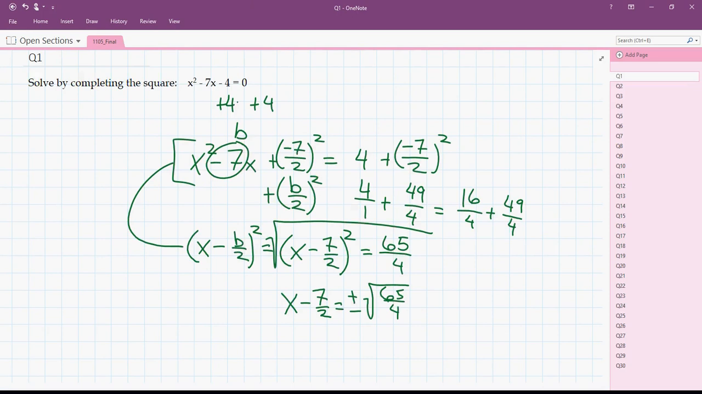So now our next step would just be moving the 7 over 2 to the other side. So we get that x would be equal to 7 over 2 plus minus. Don't forget that. That is important. Square root of 65 over 4.